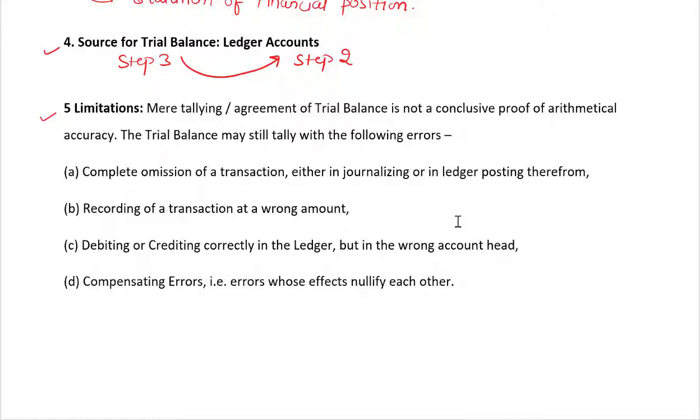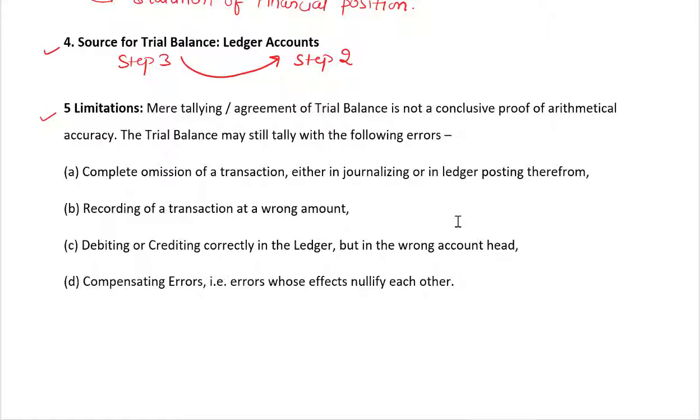Let's see the limitations of trial balance. It may happen that after preparing the trial balance, we still have several errors. I'll quote some examples. Supposing there should be a journal entry or a ledger posting which should be transferred from step 2 to step 3, that is, from ledger to trial balance. You omitted the complete journal entry or the complete transaction from ledger to trial balance, step 3.